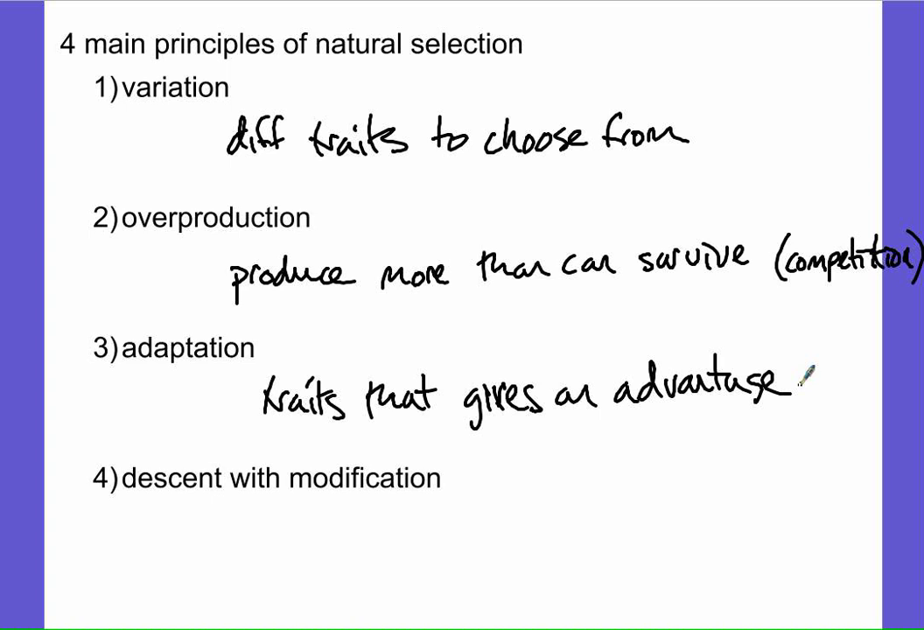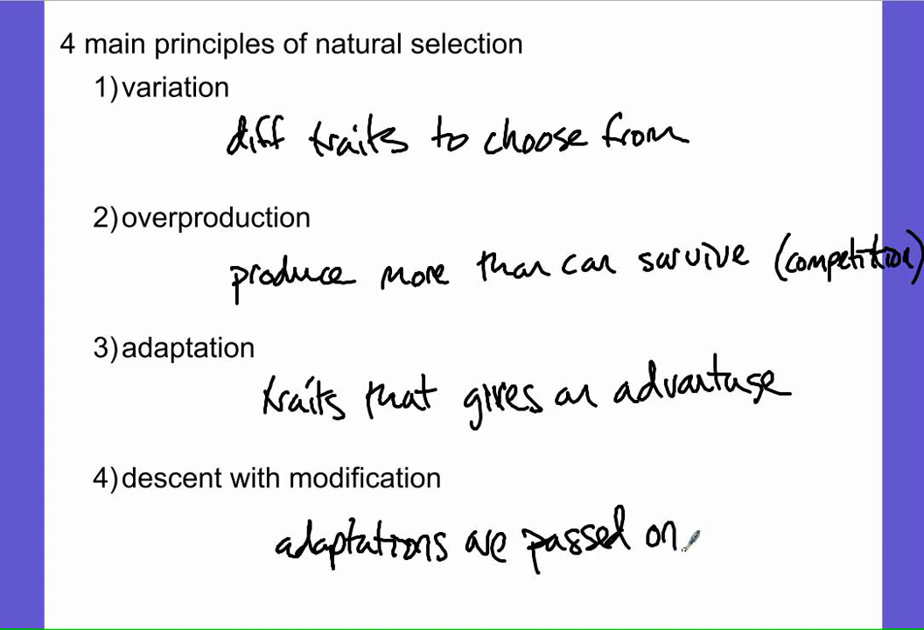So adaptations give individuals an advantage, help them obtain those scarce resources that we're talking about. And because of that, they're better able to survive. Because of that, those organisms are the ones that are going to have offspring that are going to pass on traits to the next generation. So descent with modification just means that if only certain organisms are surviving, then the traits that those organisms have are being passed on to that next generation. So those adaptations we just talked about are passed on to that next generation.